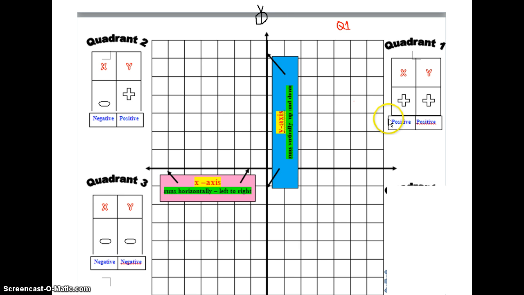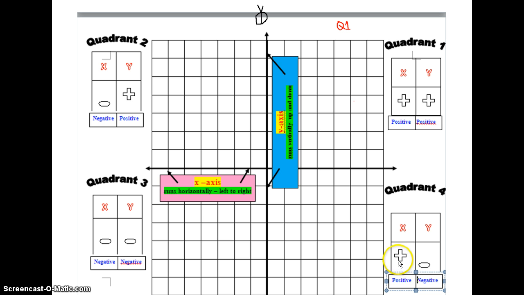Quadrant 3, in order to end up in this space down here in quadrant 3, starting at 0, you have to travel left, so it's going to be negative, and then you have to travel down. It's also negative. So both values will be negative. And then quadrant 4, which is this space here, starting at 0, you're going to have to travel right, so those values are positive, but then down. So those values are negative.